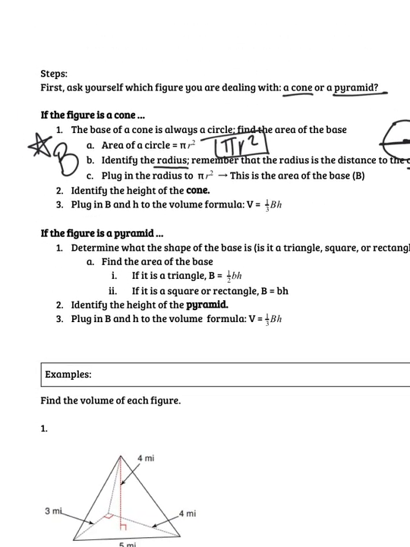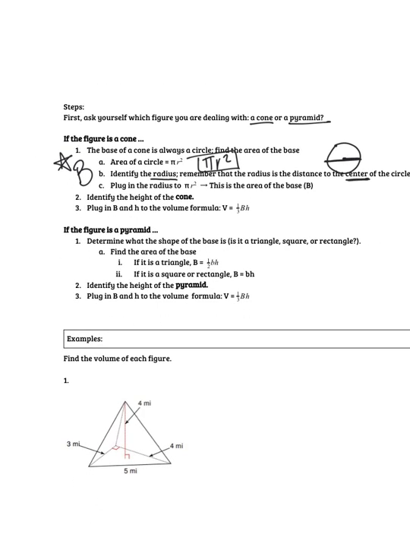Step 2, we need to identify the height of the cone. When you're looking at the cone, you're going to have something like this as your picture, and you should have something that shows you what the height is. So you're just worried about the height of the entire cone. Okay, so that's going to give you H.